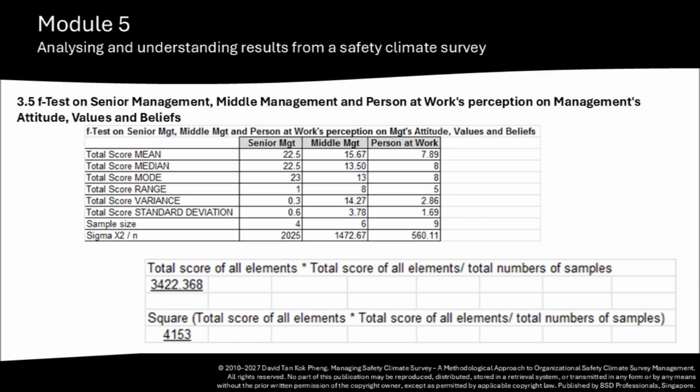This will help to determine where exactly the significant differences lie, whether between senior management and middle management, senior management and persons at work, or middle management and persons at work. The purpose of this further analysis is to provide a clearer understanding of how each stakeholder group perceives management's attitudes, values, and beliefs, and to identify any statistically significant differences in their views. The results of the t-tests are presented in the following section for further interpretation.